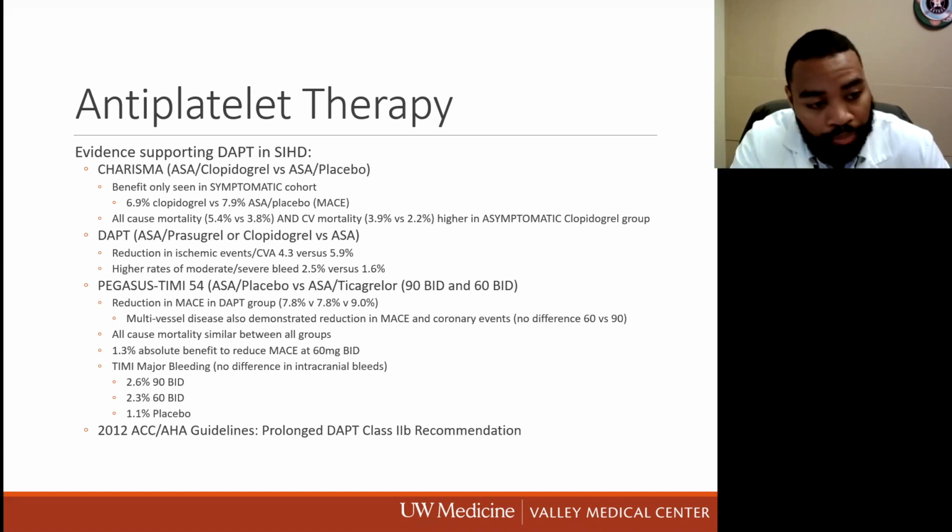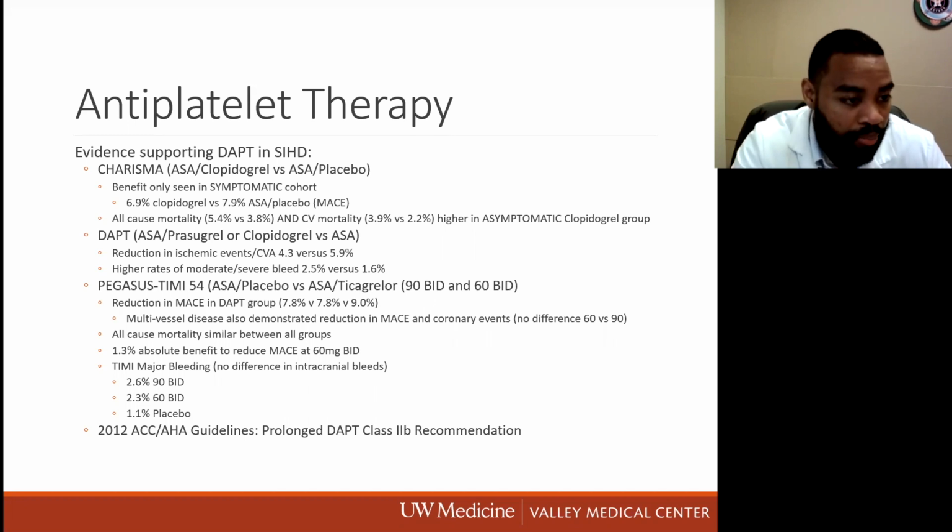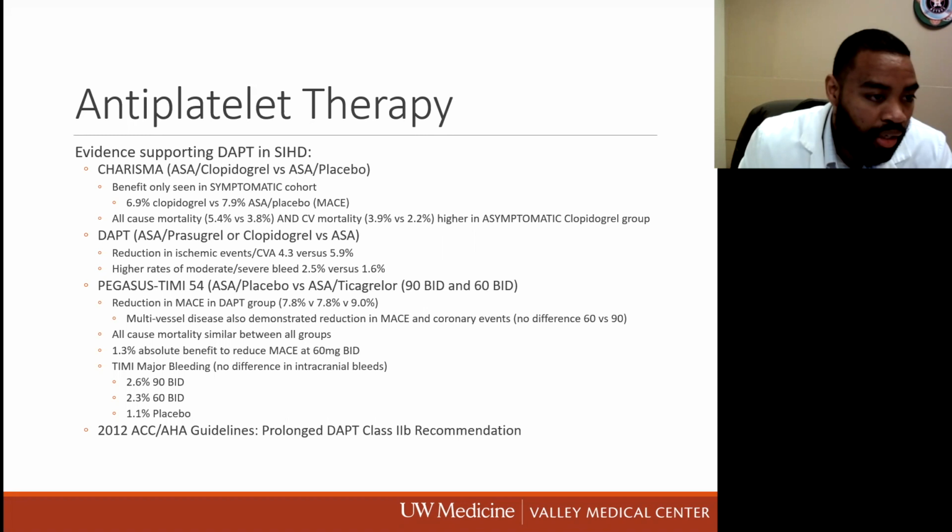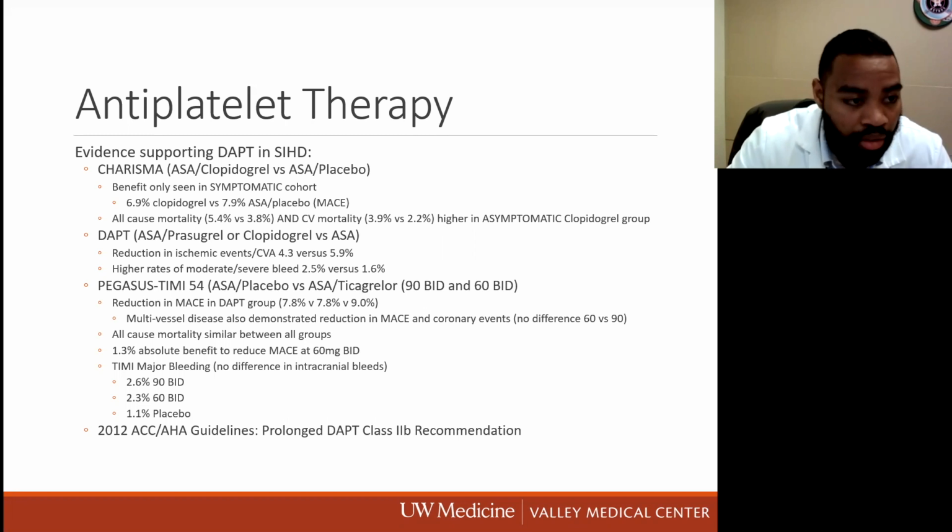As you go from Plavix to ticagrelor, in certain patients, in certain scenarios, there really is no increase in major bleeding. Here you can see in the PEGASUS trial, we did see that in multivessel disease, the MACE and coronary events were reduced for patients on aspirin and ticagrelor versus aspirin and placebo. And then in between these doses here, there's really no major difference in bleeding between 90 and 60 BID.